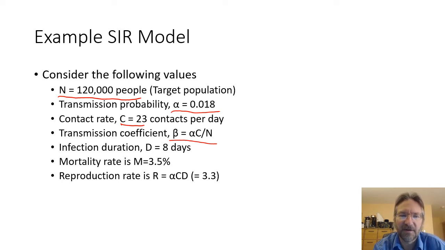And it's also going to depend on the infection duration. And then I also introduce the mortality rate, and I assume here it's 3.5%.